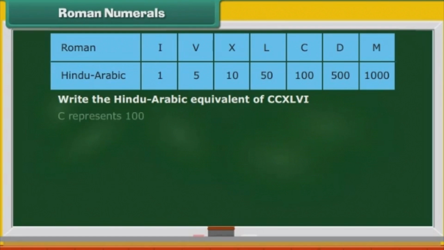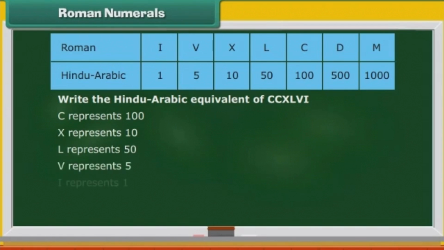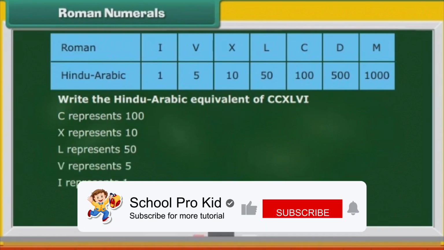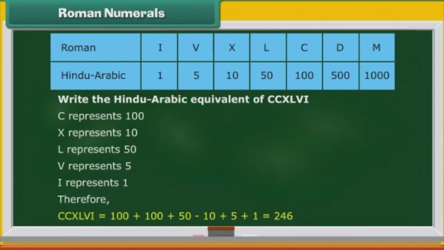Write the Hindu-Arabic equivalent of CCXLVI. C represents 100. X represents 10. L represents 50. V represents 5. I represents 1. Therefore, CCXLVI is equal to 100 plus 100 plus 50 minus 10 plus 5 plus 1, which is equal to 246.